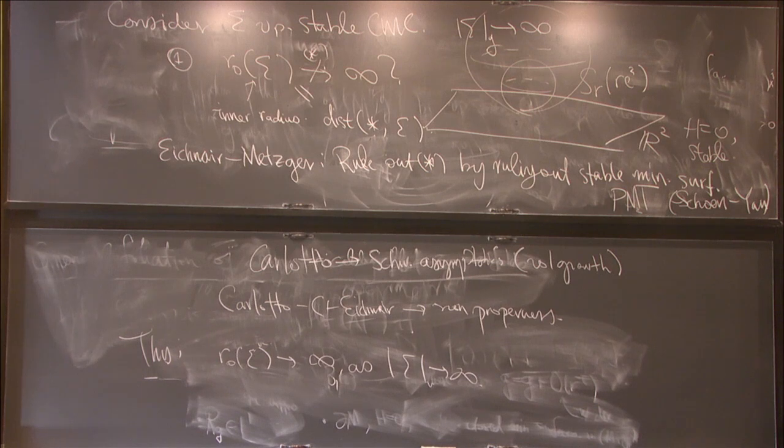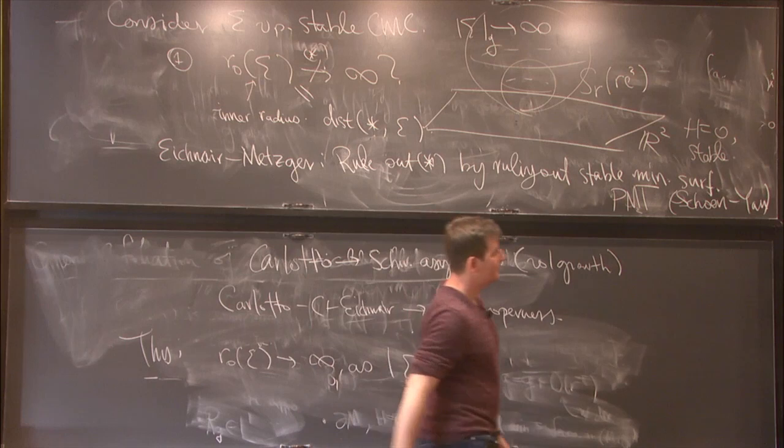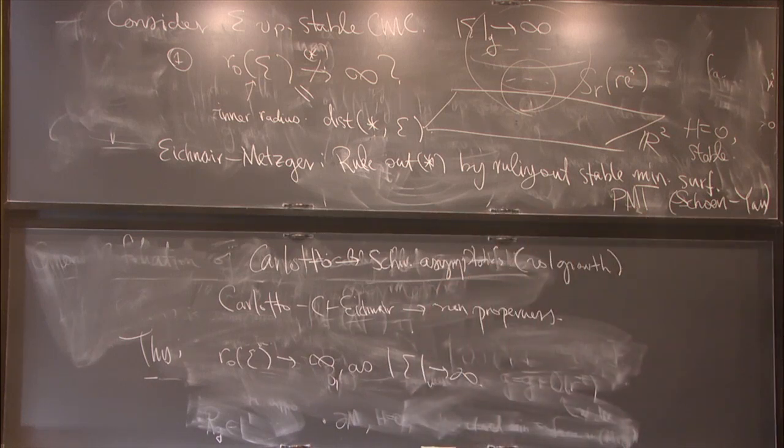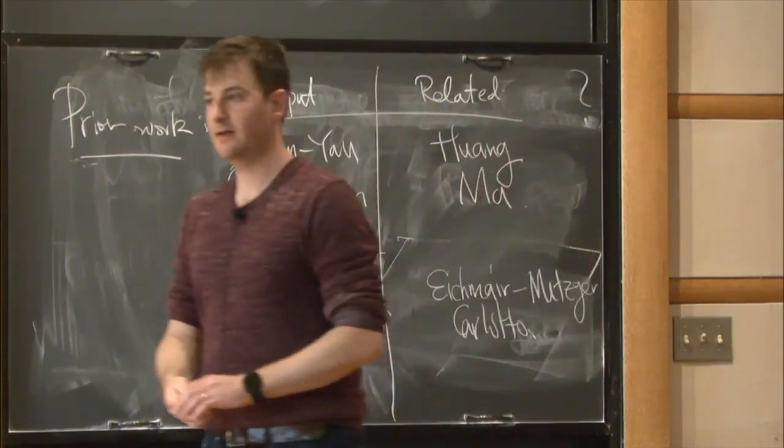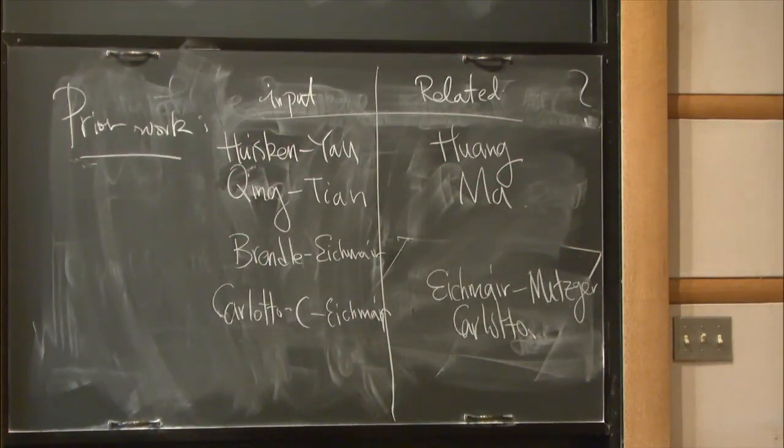Any other question? So to rule out the stable minimal surface, you need the asymptotics. You also need scalar curvature non-negative. So if you lose the asymptotics, then there are the Carlotto-Schoen examples. Otherwise, with scalar curvature positive, you don't need the asymptotics. That was Eichmeier-Metzger.